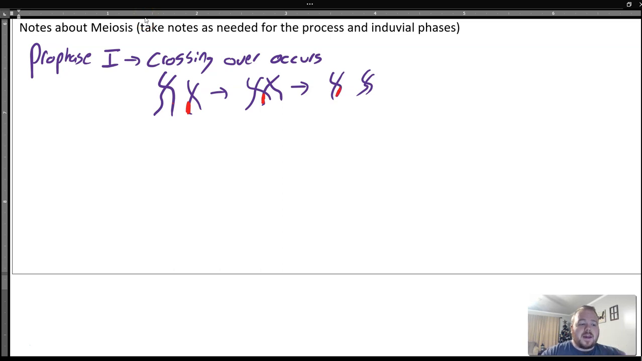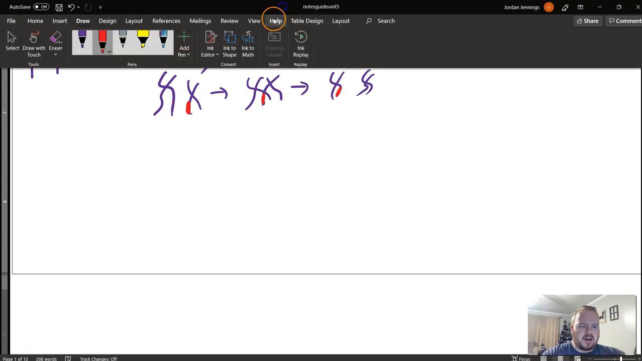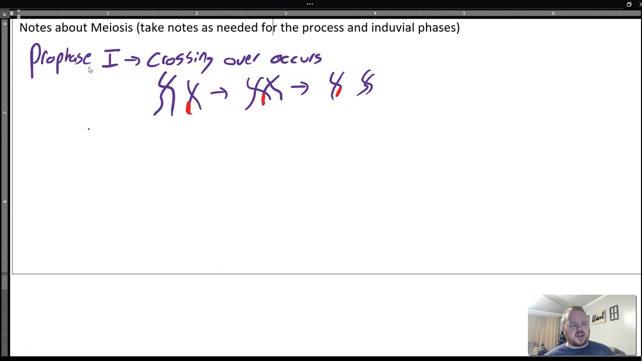So we end up getting a whole new combination of genes just by crossing over the chromosomes. And this is a very common process. We're going to talk about how you know when this occurs and what genes it typically affects the most, which are linked genes, later in the unit. When we get to non-Mendelian genetics, towards the end of the unit, we'll talk about knowing when crossing over occurs and the likelihood of crossing over.